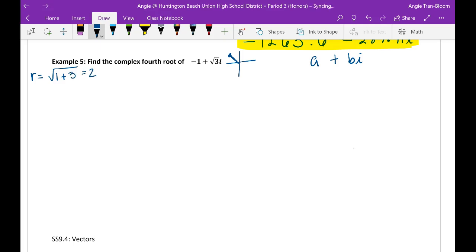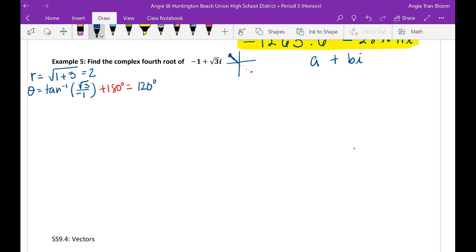So the radius is 2. Theta equals tangent inverse of y over x. Y is rad 3. X is -1. Now, if you put this in your calculator, it is going to give you an answer in quad 4. So this is why we need to add 180 degrees. From memory, you should know what tangent inverse of negative rad 3 is, right? That's going to be -60 degrees. Adding 180, it is now 120. So we have to keep the positive angle.